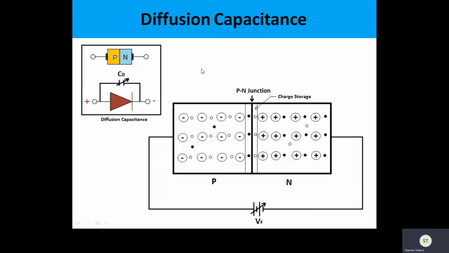And the diffusion capacitance should desirably be as low as possible, because this indicates the switching time of the diode. If diffusion capacitance is more, it means the switching time, that is going from on condition to off condition, or off condition to on condition, is taking more time. So diffusion capacitance should be as low as possible.